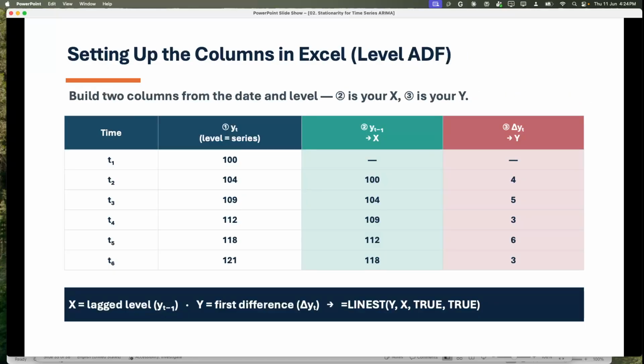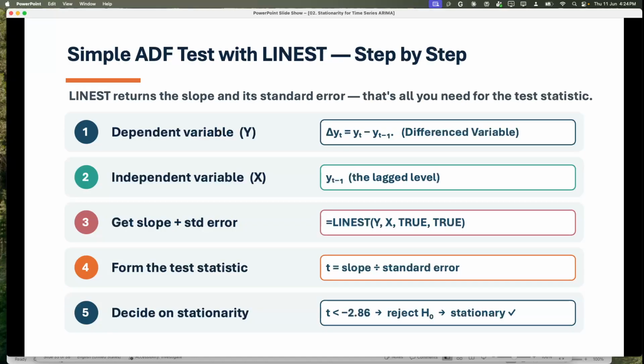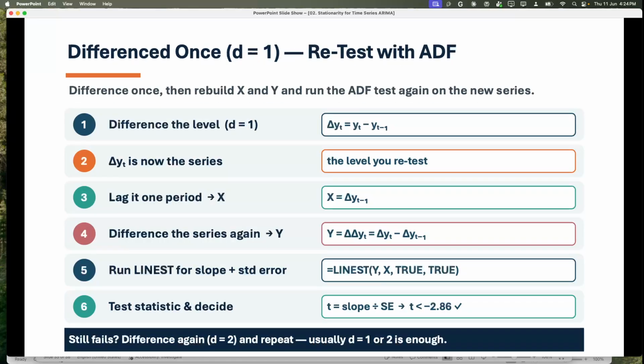First we have the original data. Then we calculate the x variable. That means we take the lag variable, the lag series. Then the y variable is nothing but the difference data. Once you have run the regression, we come to a conclusion whether the data is stationary or non-stationary using the t statistic, by comparing it with the critical value.